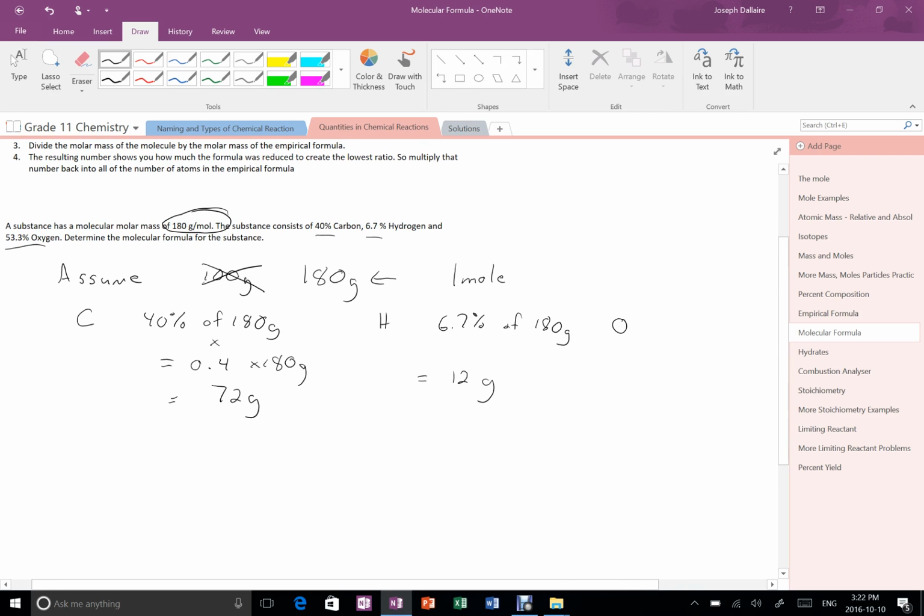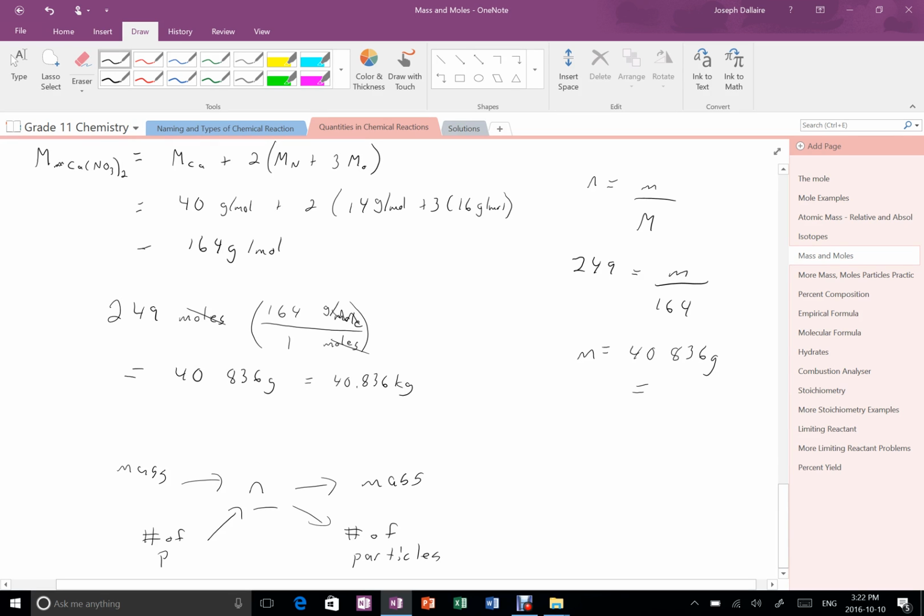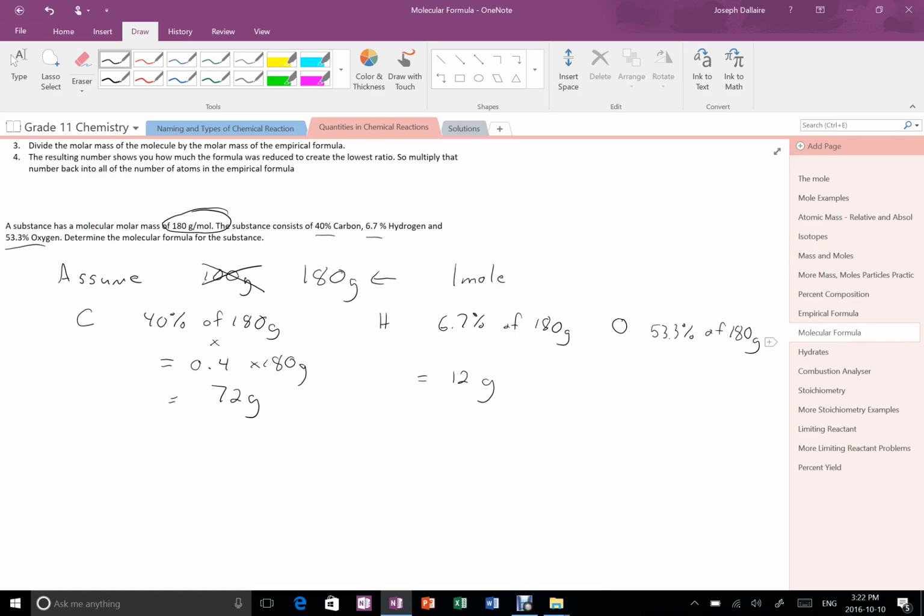And then for my oxygen, I have, what was it? 53.3%? 53.3% of my 180 grams. So that works out to be 0.533 times 180, 96 grams. Done a little rounding here, but it's just going to make my life easier.